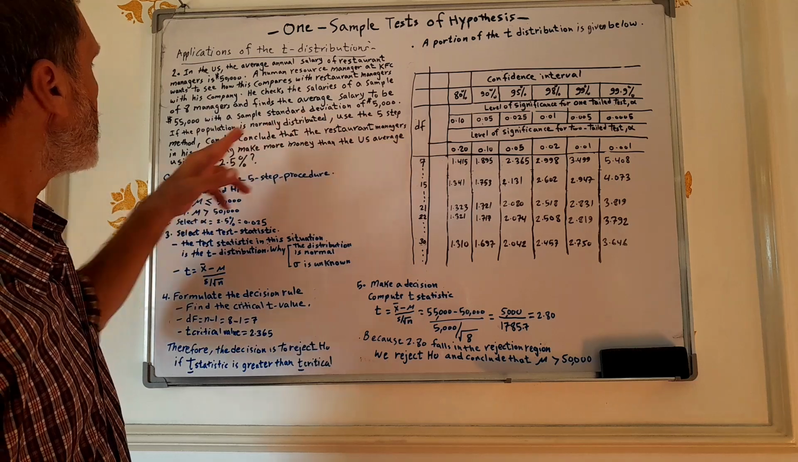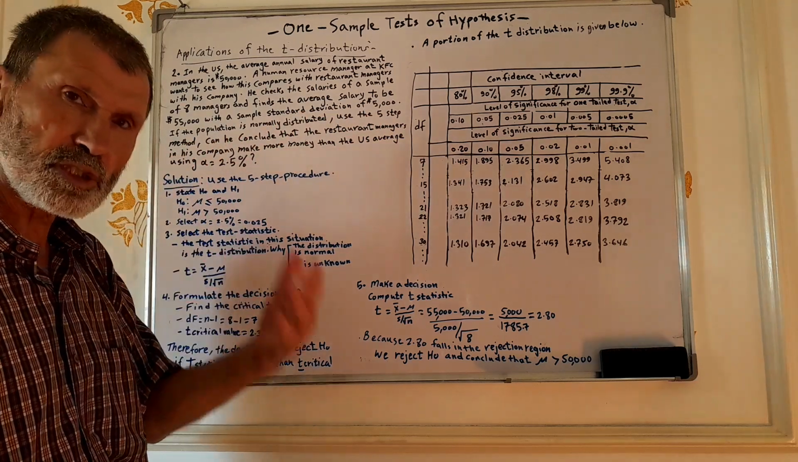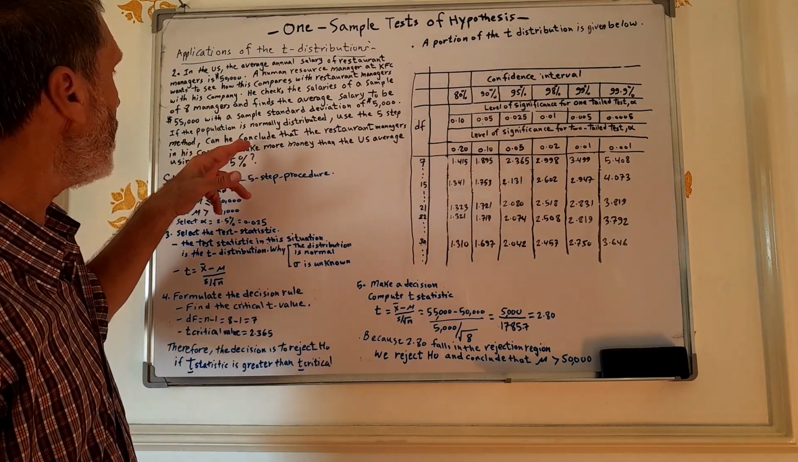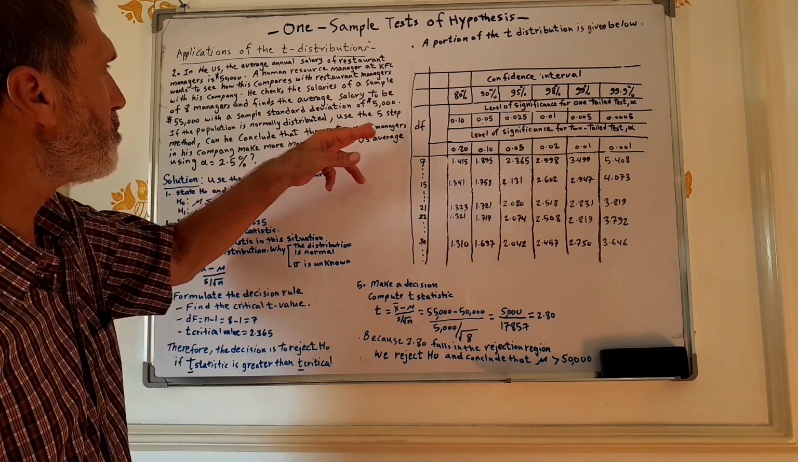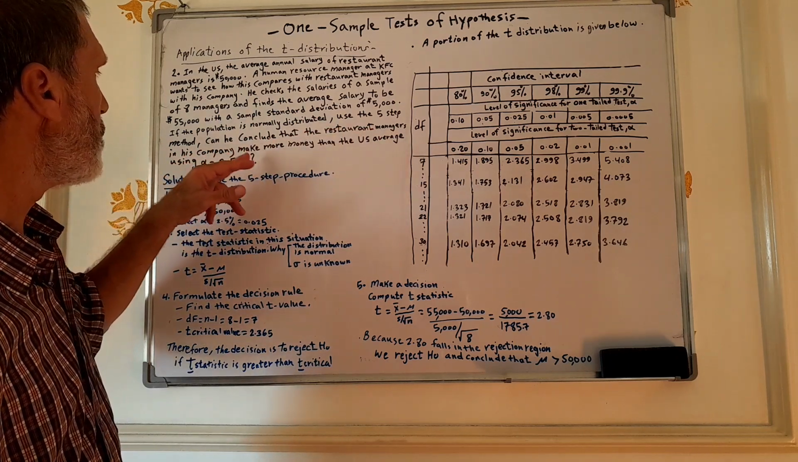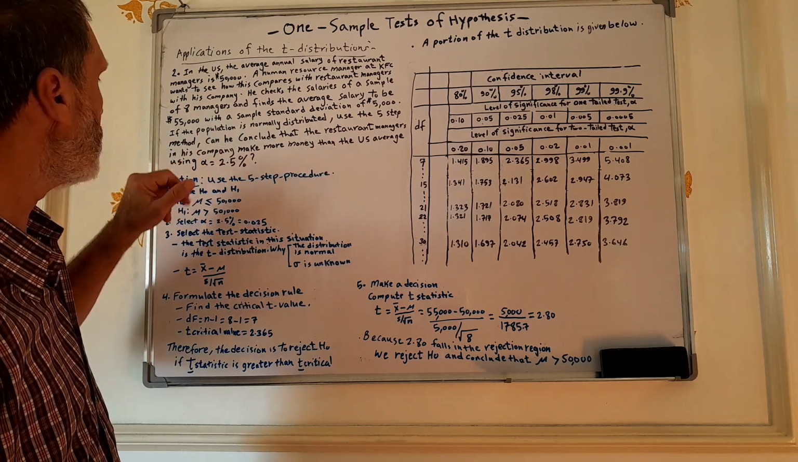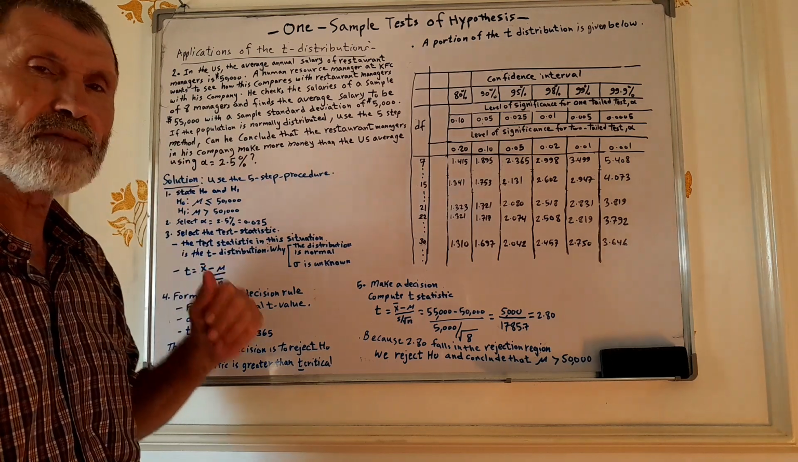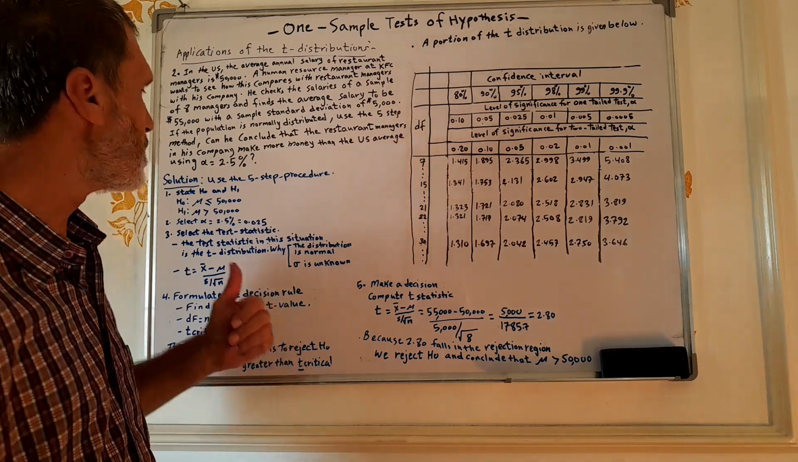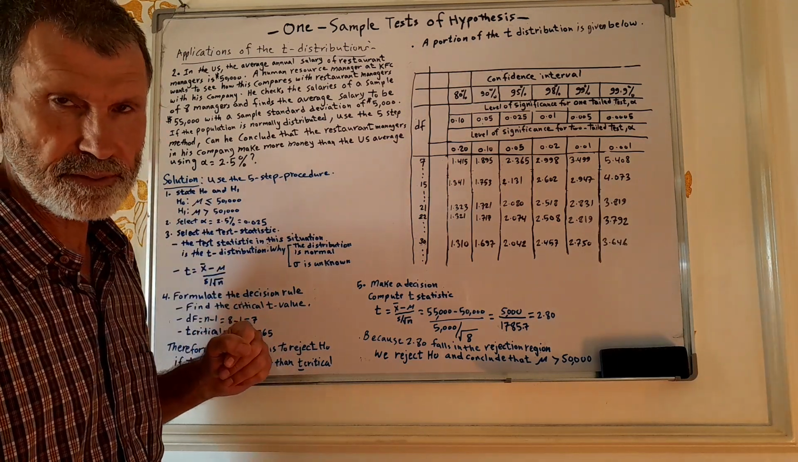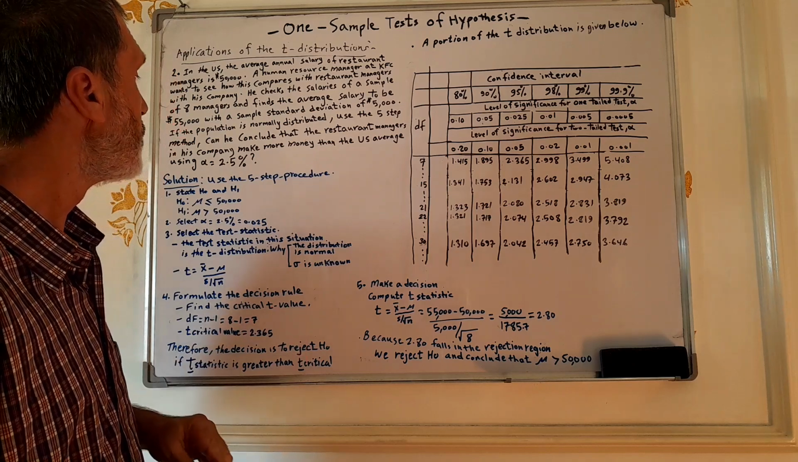Use the 5-step method or procedure. Can he conclude that the restaurant managers in his company make more money than the US average using alpha, or the level of significance, equal to 2.5%?